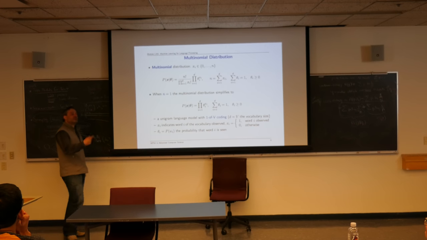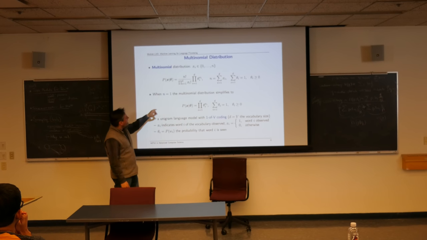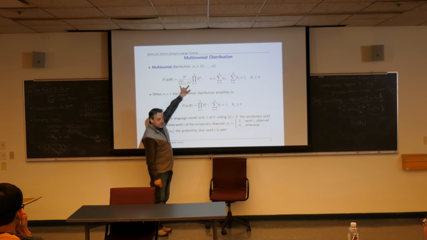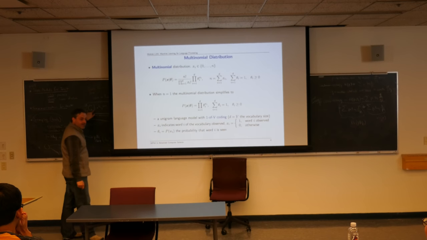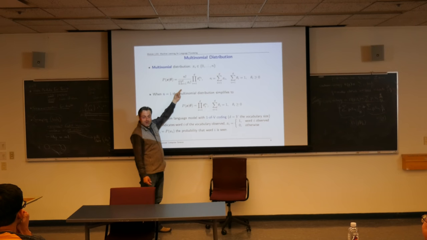Well, what happens if I throw a coin in the air that doesn't have two faces, heads and tails, but has D faces? I get a multinomial distribution. And do we recognize these as being related to N choose K? What is that? What's n choose k? N factorial over k factorial times n minus k factorial. Well, that's if I have two faces, heads and tails.